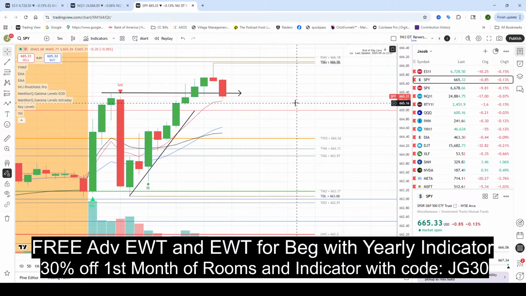So who are they trapping? That's the question. Are the Bulls fully on board? Let's go. We're out of here. Or are they trapping the Bears with this little pullback and then going to rip it higher?